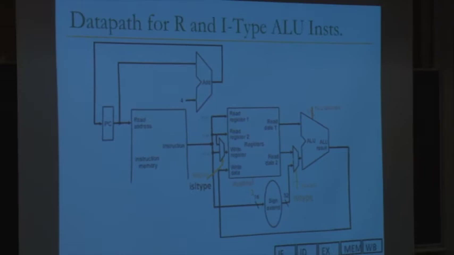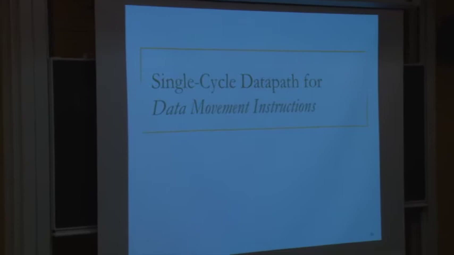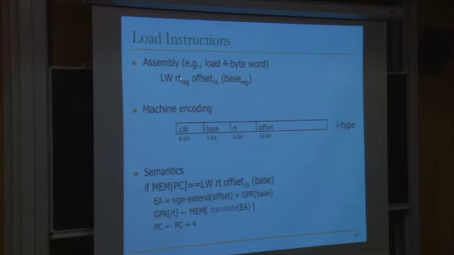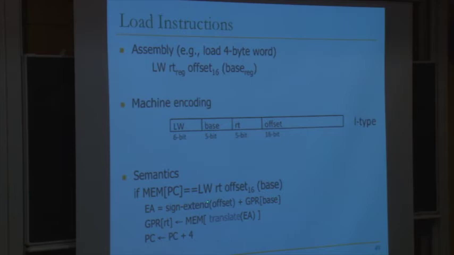And you're going to design this data path in lab 2, and the control logic. So you can look at the data path for data movement instructions as well. What does that look like? Basically, this is a load word. What it does is it takes the base register, adds to it a sign extended offset, accesses memory using that, and puts the value into a general purpose register and increments the program counter.